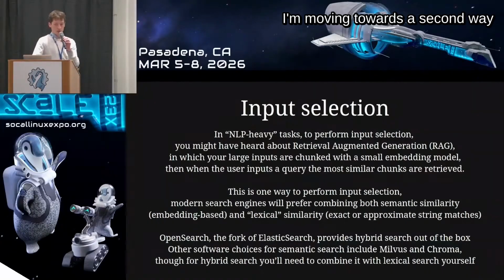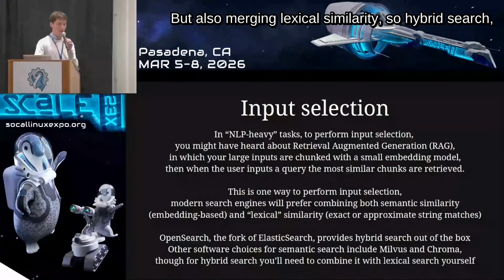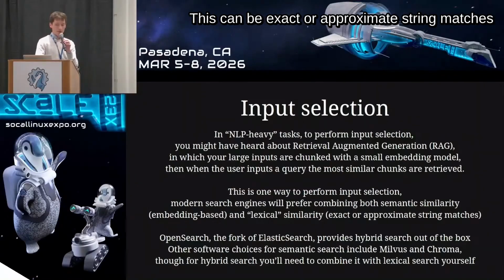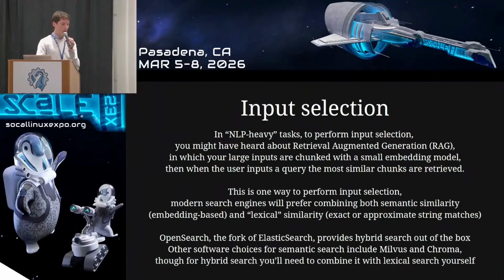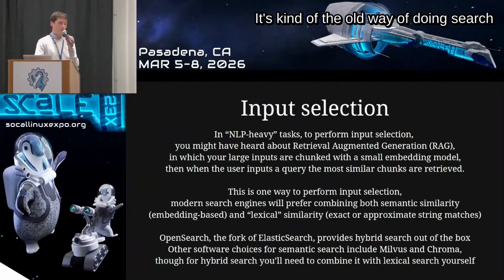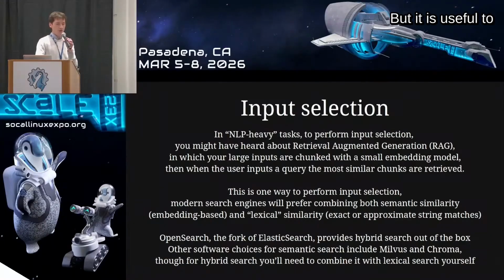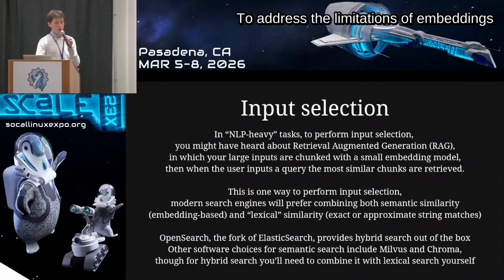I'm moving towards a second way, not just semantic similarity, but also merging lexical similarity. So hybrid search. This can be exact or approximate string matches. It's kind of the old way of doing search, but it is useful to address the limitations of embeddings.